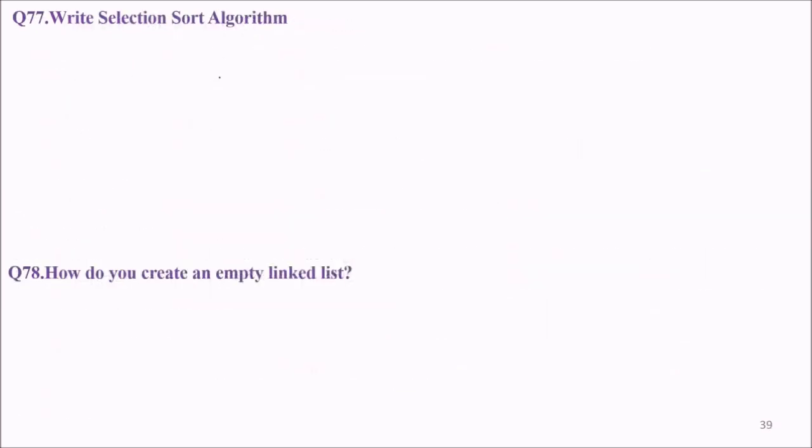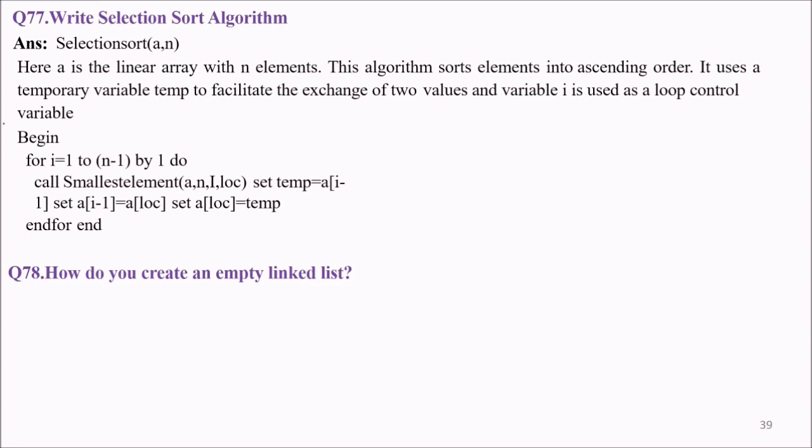Write the selection sort algorithm. We have already done this, but let us see the selection sort algorithm. Here A is a linear array with n elements. This algorithm sorts the elements into ascending order. It uses a temporary variable temp to facilitate the exchange of two values, and variable I as a loop control variable. So we loop from I to n minus 1. We find the smallest element, and then we exchange using temp, and we set the location accordingly, and this we end.